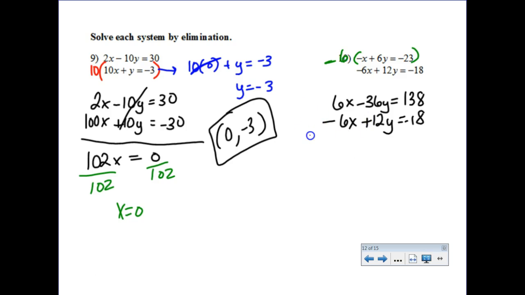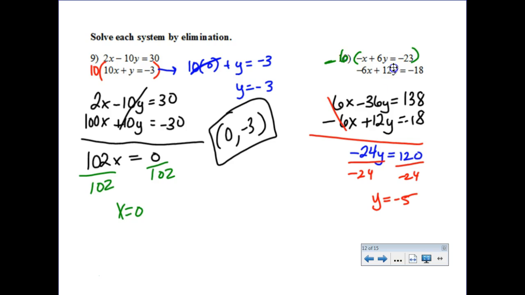Alright, so I see here the x's are canceling, so we did a good job with that. Negative 36 plus 12, let's see, that's a negative 24y equals, let's see, that comes out to 120. So we need to divide both sides by negative 24. Pretty sure that comes out nice. 5, doesn't, negative 5, doesn't it? I'm just going to double check. Yeah, negative 5. So y is negative 5.